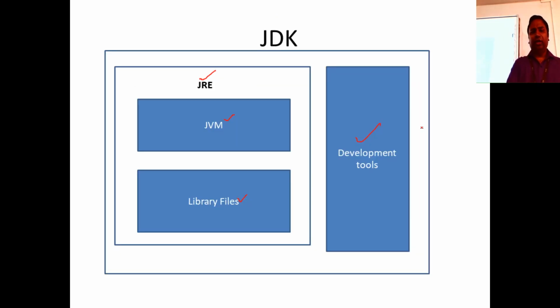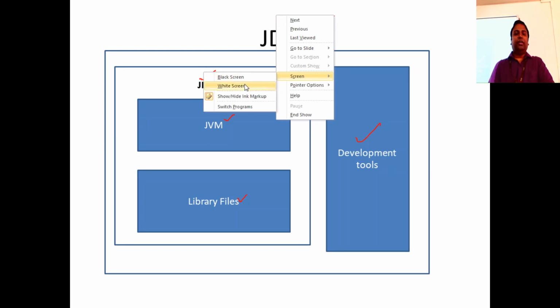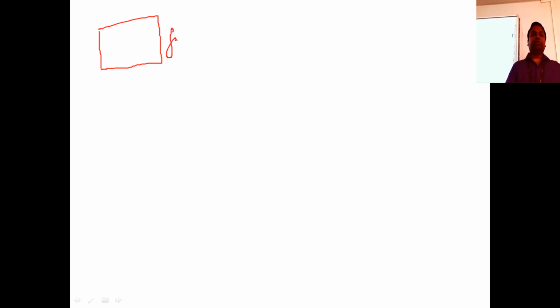So we'll take a look at what this JVM is, what this JDK is, and things like that. I'll go to a white screen, and from here I'll try and explain things. So you'll be writing your first program in Java, right? Maybe you create a file in TextPad or Notepad. You write it as first.java.